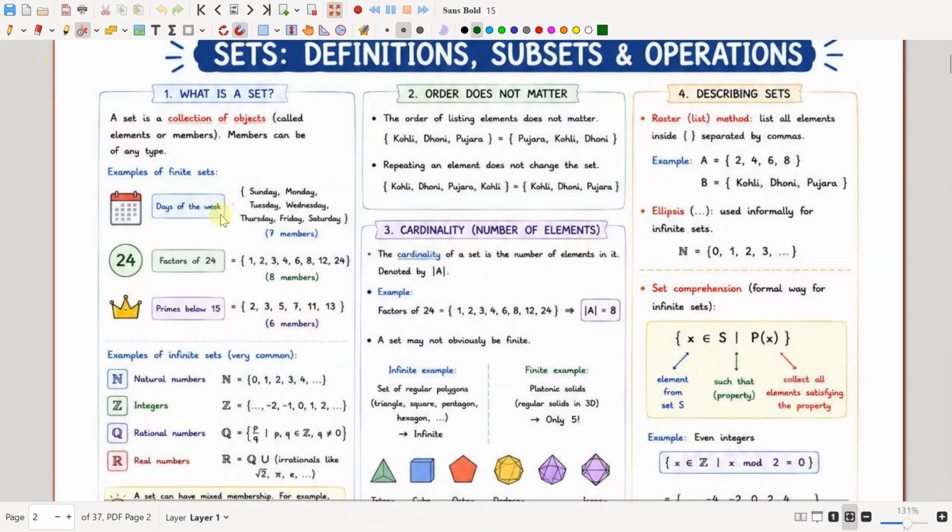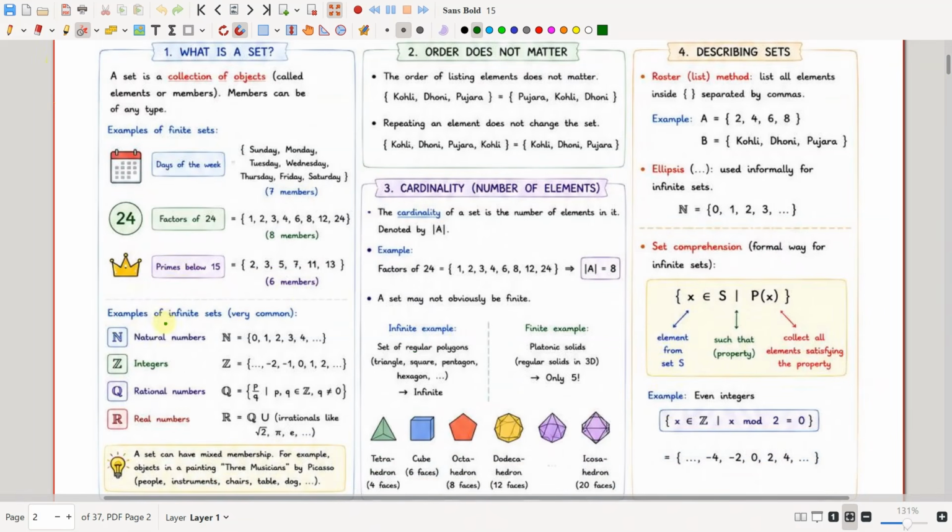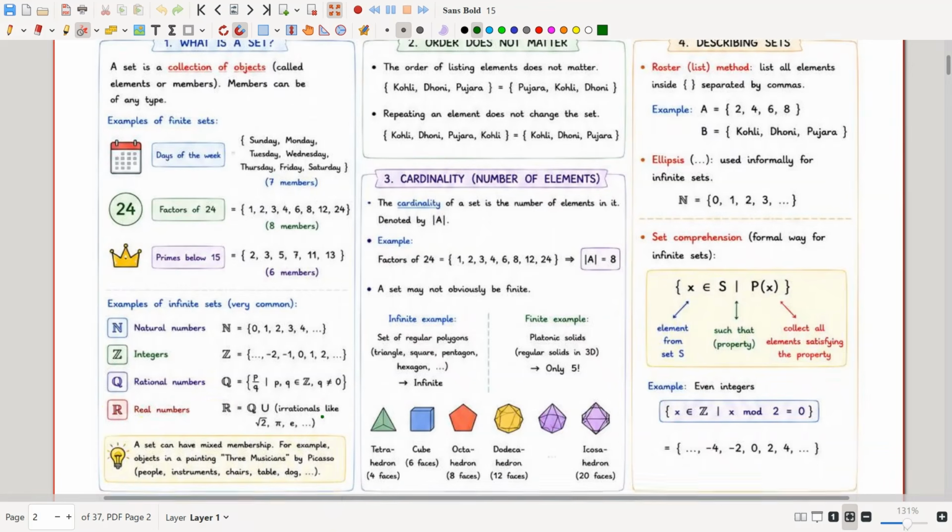Okay, so what is the example for infinite sets? The examples for infinite sets are natural numbers, because it will go to plus infinity. You don't know where it will end, right? And integers also, which go from minus infinity to plus infinity. So integers are also infinite. Similarly, rational numbers and real numbers are also infinite.